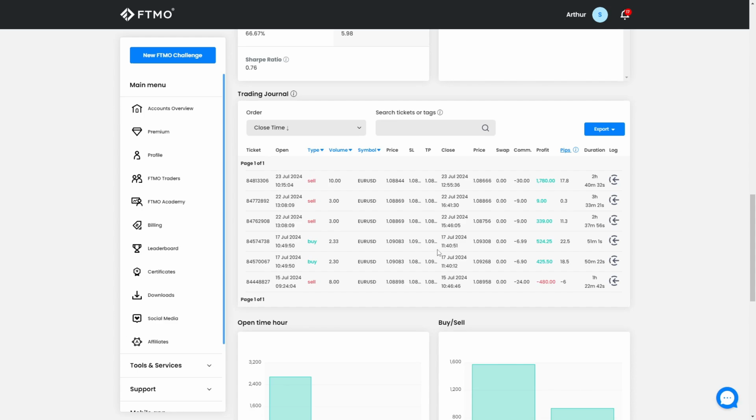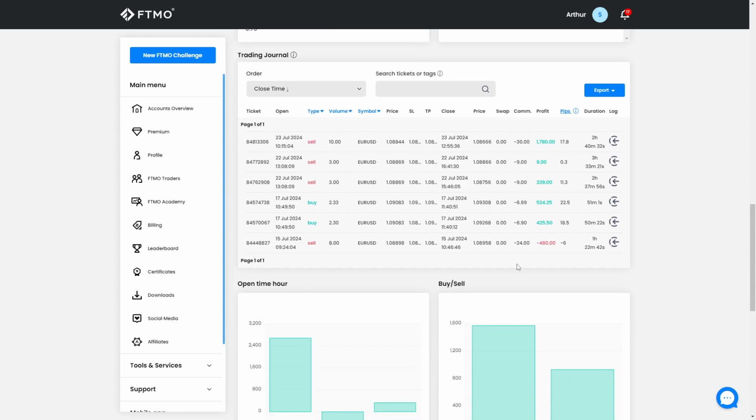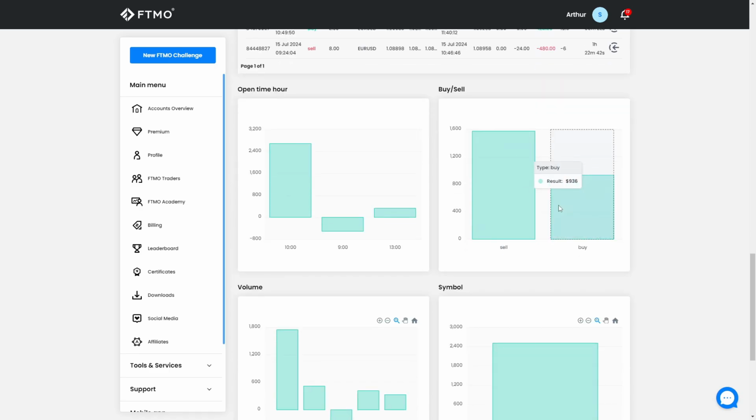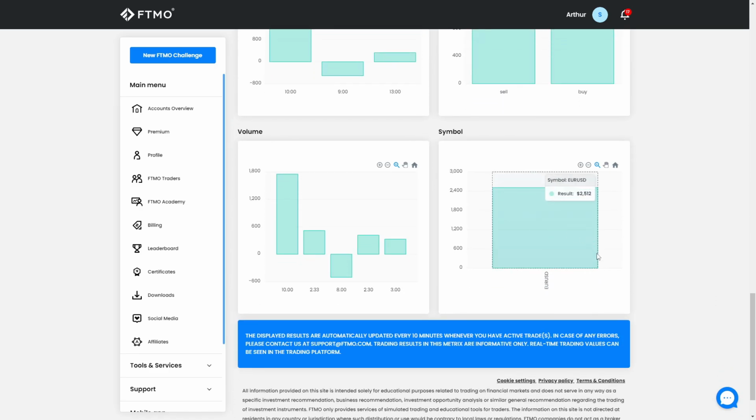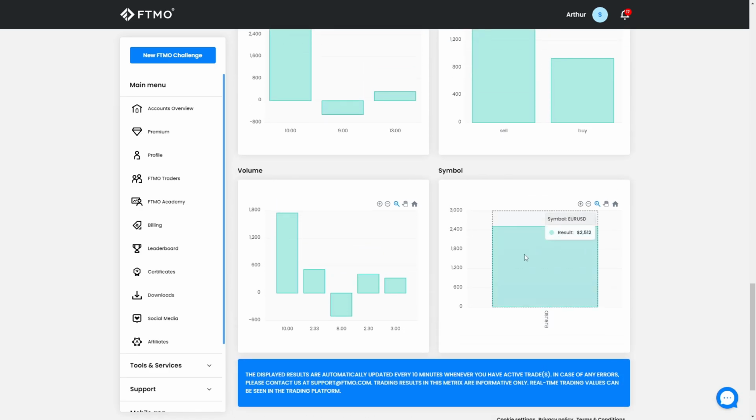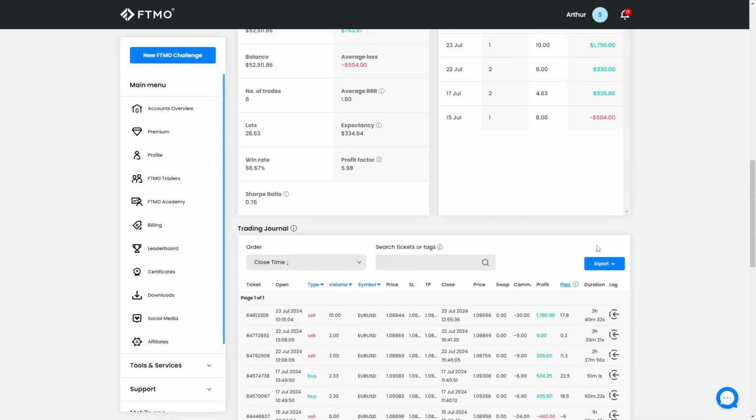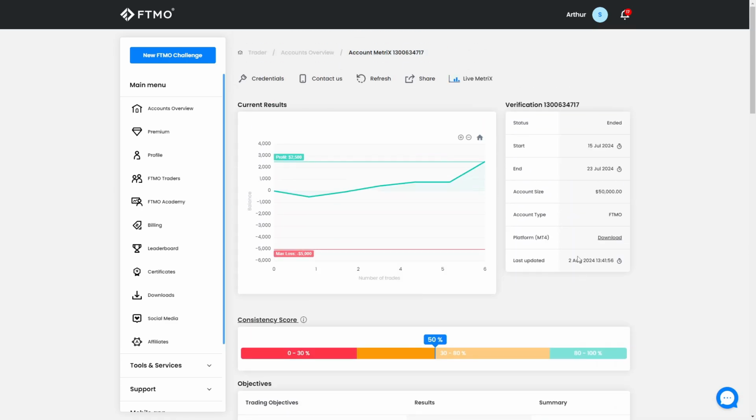So here are all the trades. I would say my average holding time was around 2 hours, which is my usual time in position. And then a couple of stats here. I basically only traded EUR/USD, and that was pretty much it.